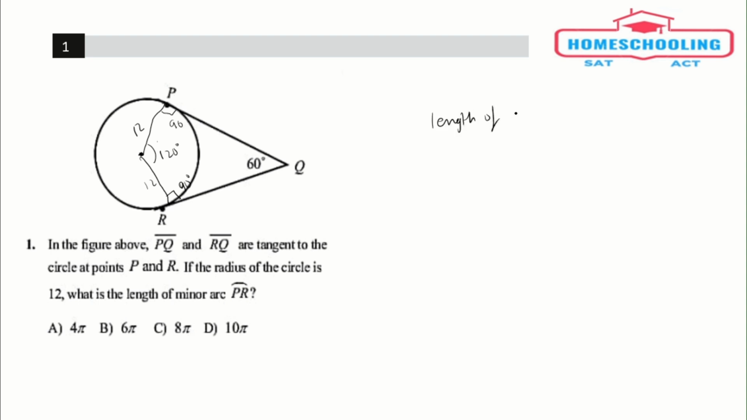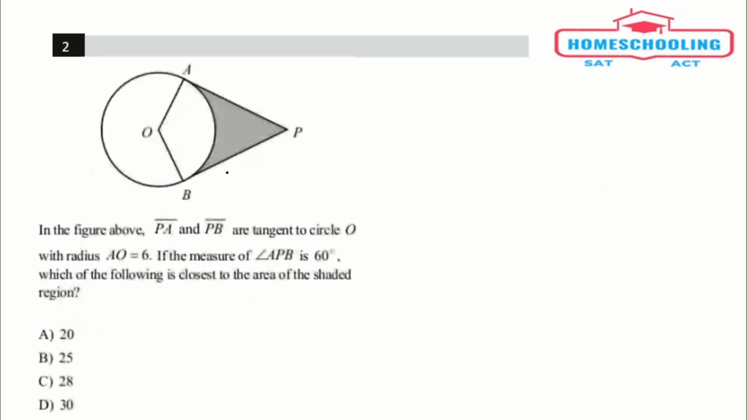Length of arc is equal to theta by 360 into 2 pi r. So theta here is 120 by 360 into 2 pi r. Here r is 12, so this will go 3 times, and this will go 4 times. So your answer is 8 pi. So this is your answer. Moving to the next question.